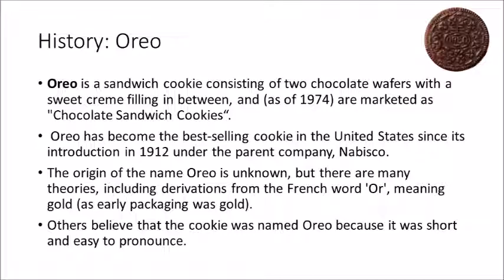The origin of the name Oreo is unknown, but there are many theories, including the French word or, meaning gold, as early packaging was gold. Others believe that the cookie was named Oreo because it was short and easy to pronounce. Oreo has about $2.5 billion worth of sales per year.